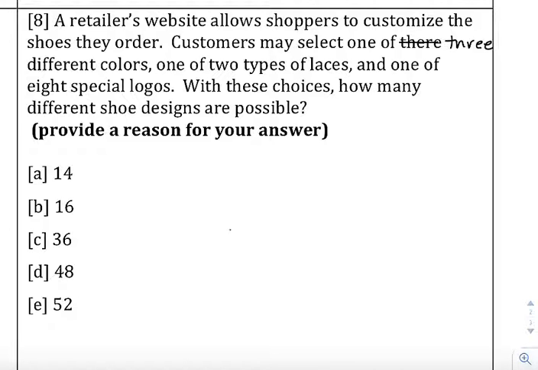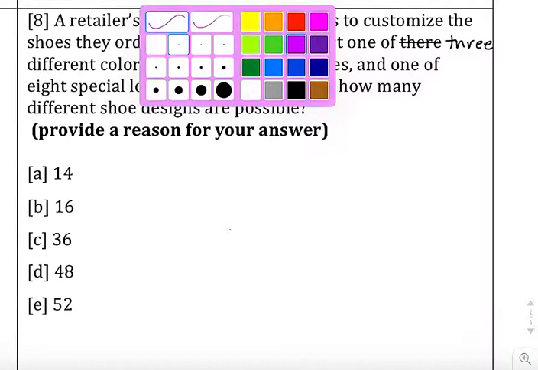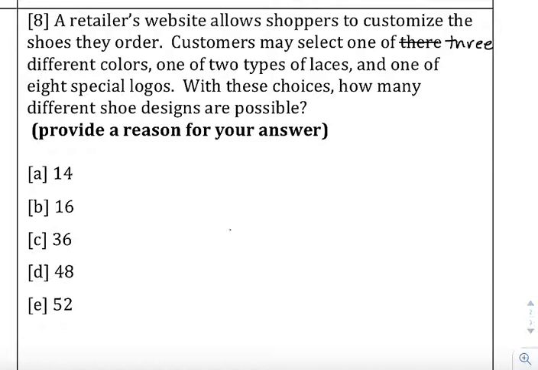So if you simplify the problem, we basically have 3 categories. We have 3 different colors, and then we have 2 laces, and then we have this crazy thing at the end, which is logos, and we have 8 of those, which is really going to throw our numbers off. I'm going to guess the answer is going to be 48.